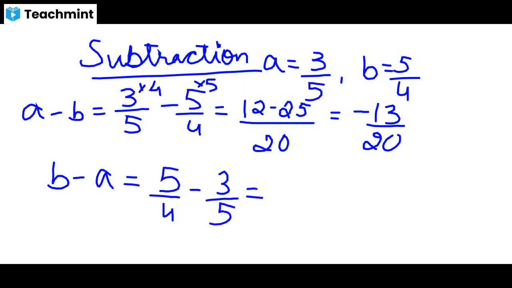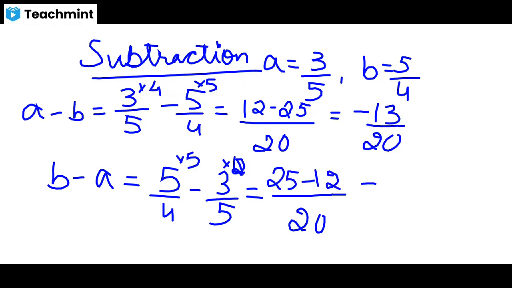What is the LCM? 20, ma'am. Here you are multiplying with 5 and here with 4. So 25 minus 12, so this we are getting 13 by 20. Here it is minus 13 by 20, and this side if you observe it is plus 13 by 20.